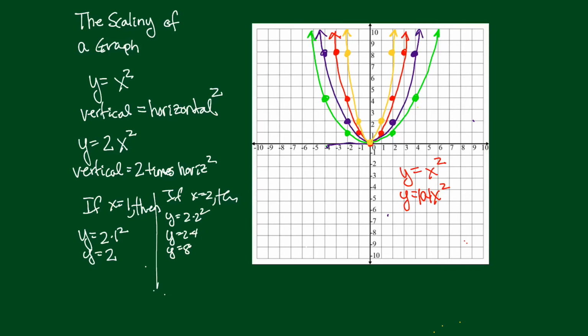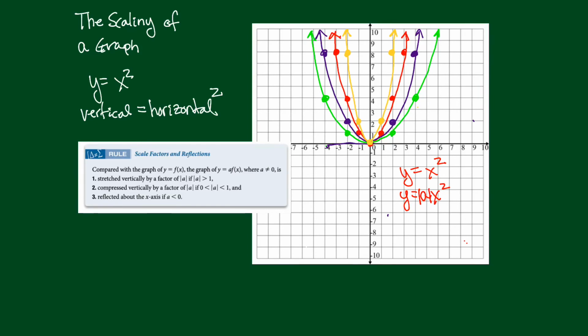Now, if the multiplier was less than 1, see what happened? These two curves were like grabbing it and pulling it down. So pulling it down is called compressing, or a compression. And pulling it upward, that's called a stretch. So we're going to either stretch it with a multiplier bigger than 1, or compress it with a multiplier between 0 and 1.